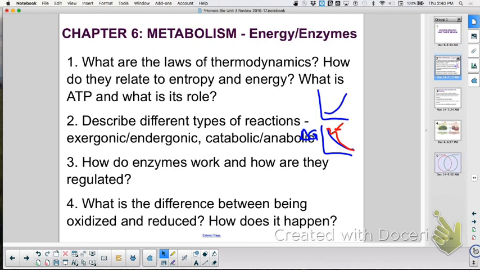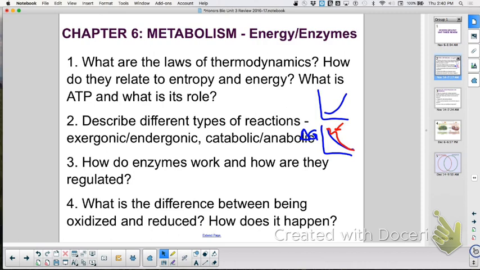Okay, number 4, what is the difference between being oxidized and reduced, and how does it happen? We learned a lot about that in the next chapters, right? So you want to remember that electrons equal what? Energy. And whoever has the electrons has the energy. If you're reduced, you're high in energy but reduced in charge. What would lower your charge? Electrons, because electrons have what charge? Negative. So you're reduced in charge but you're high in energy.